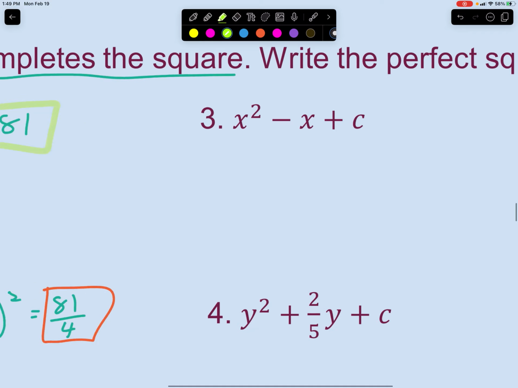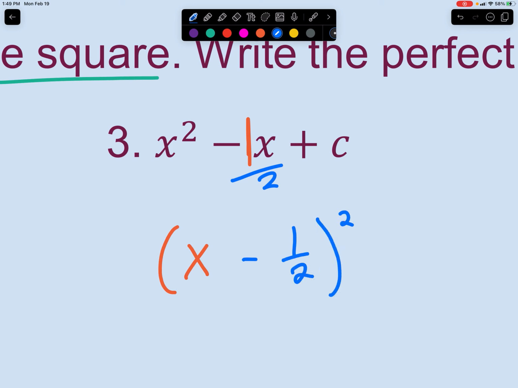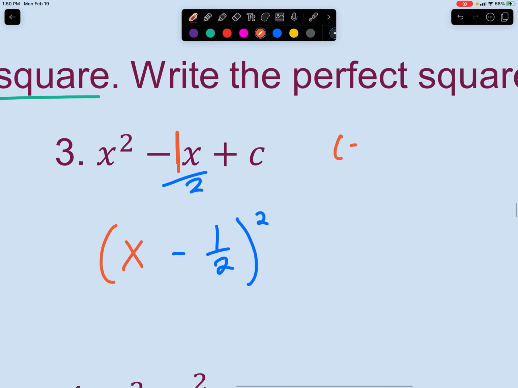Number 3. This is a negative 1. So it's going to be divide by 2. So that's just going to be negative 1/2. Don't freak out. Let's leave it as a fraction. And then square it. c equals 1/2 squared, so that's going to be 1/4. Our new constant is 1/4.